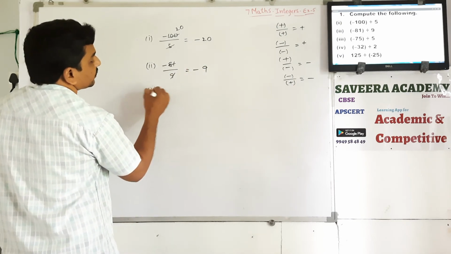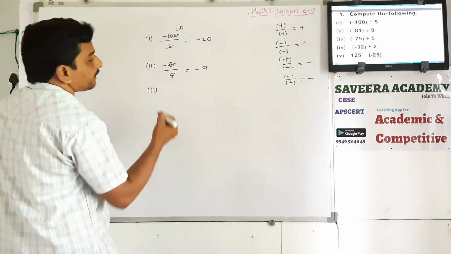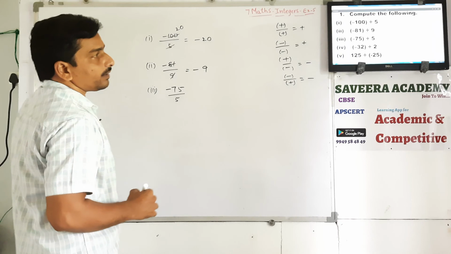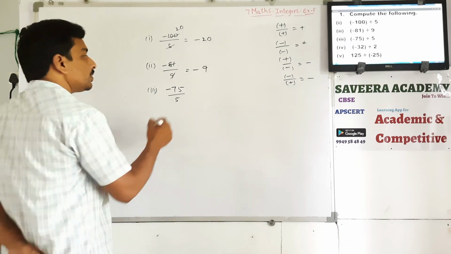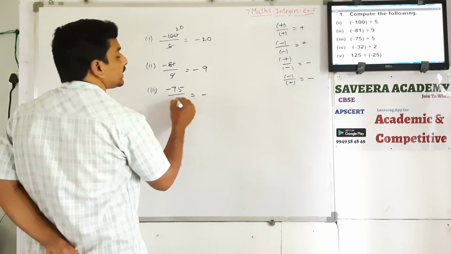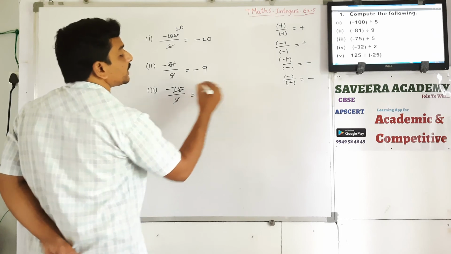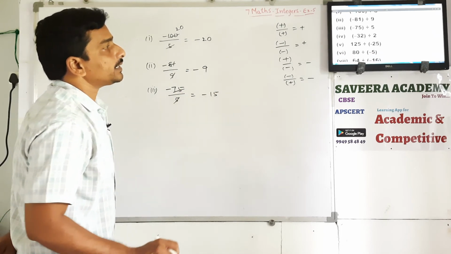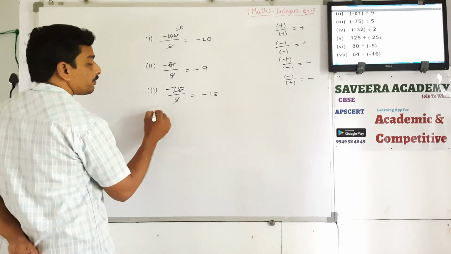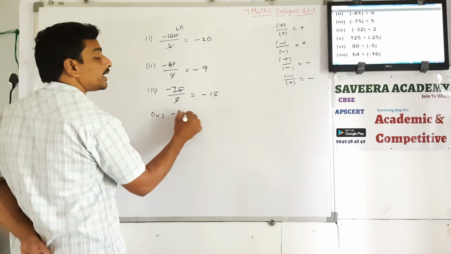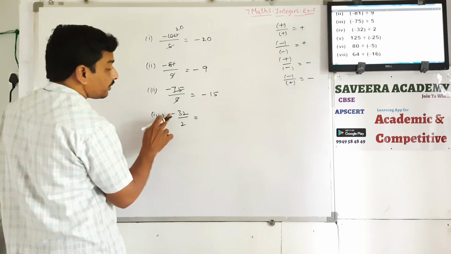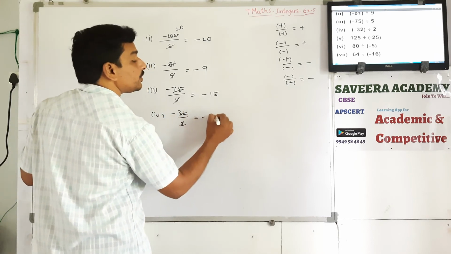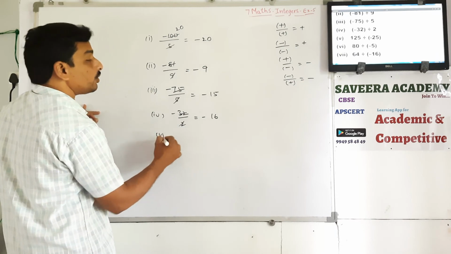Okay, next, third question. Minus 75 by 5. So minus by plus is equal to minus. 5, 15 times it goes. Okay, next, fourth one. Minus 32 by 2. So this is equal to, here also same, minus by plus, so minus. How many times does it go? 16 times it goes.